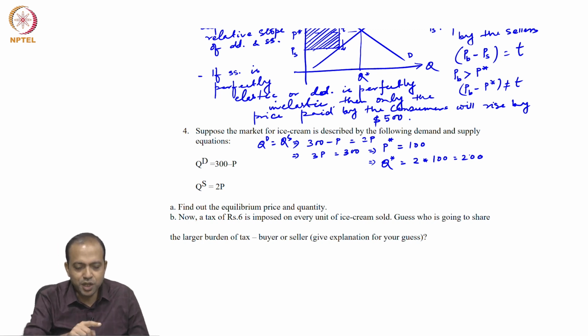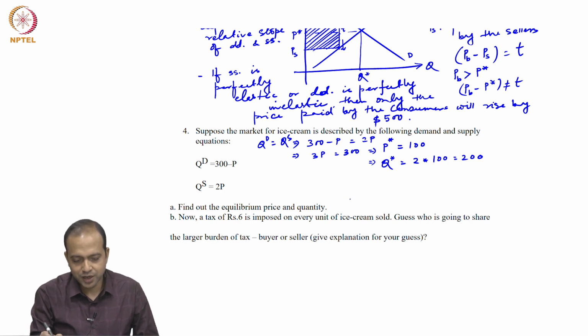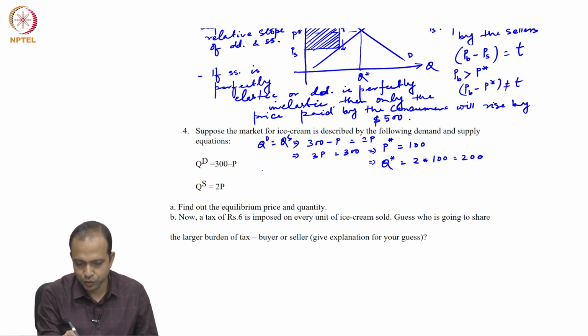Okay. So, from the demand function, we can understand dP/dQ. From here, P equals 300 minus QD. This implies dP/dQ is minus 1.